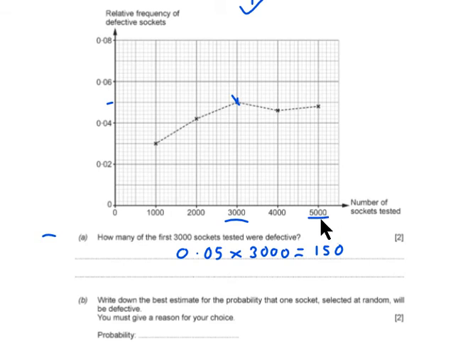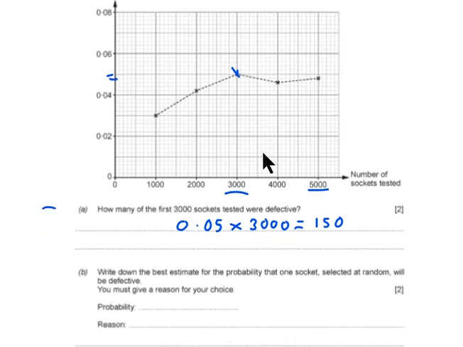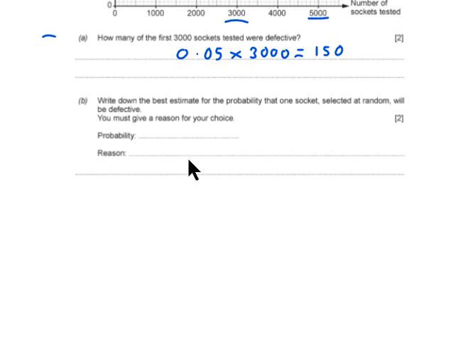So I'm going to look straight at the 5,000 figure on our x-axis to see what the relative frequency was when 5,000 was tested. And if I look carefully, I can see it's just about there, and that's about 0.048. I'm going to write that as my answer, 0.048.